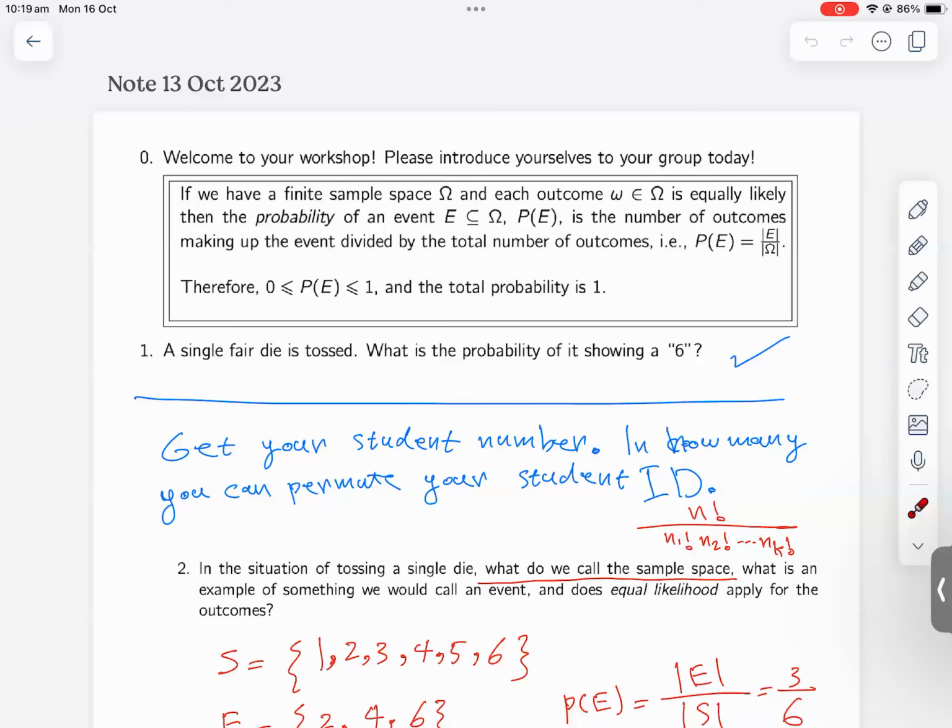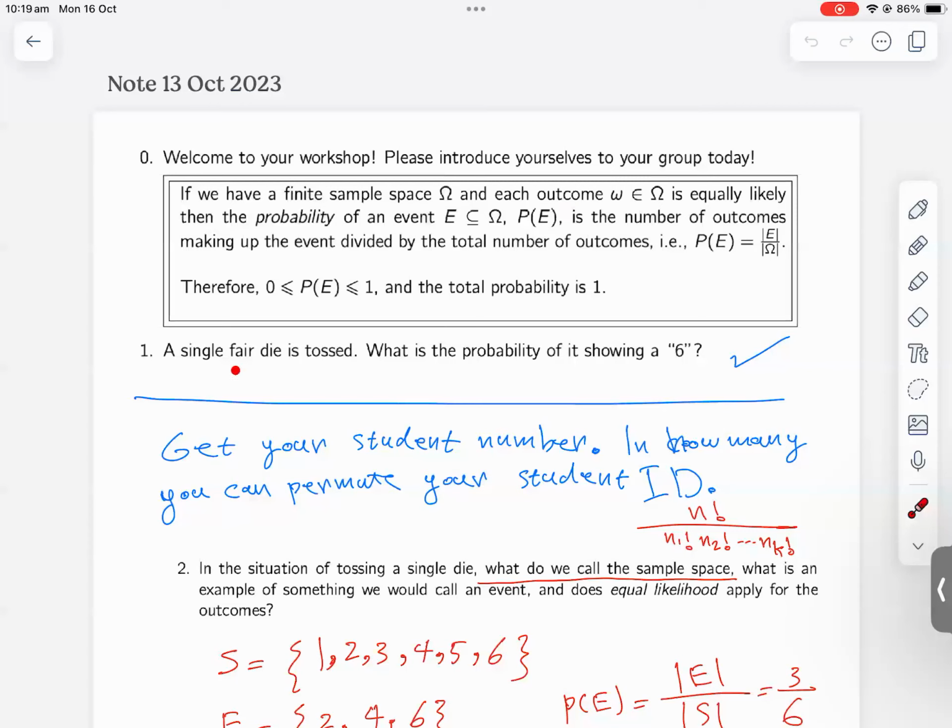So question one is about the basic notion of the probability, which is given to you here. You may pause the video and have a look at the definition, although you have seen this one in your lecture notes as well.